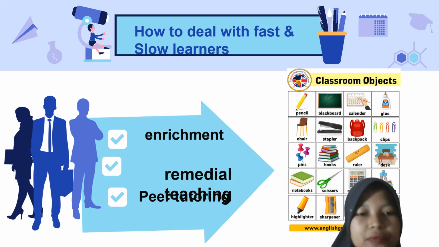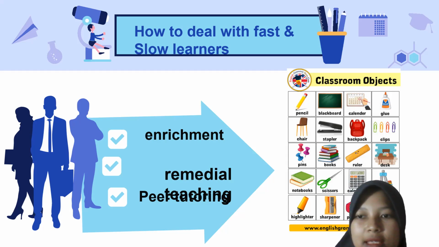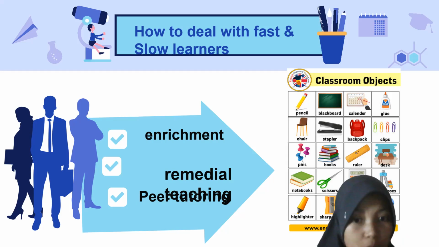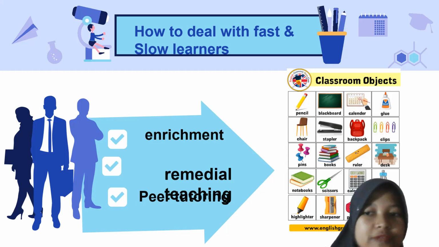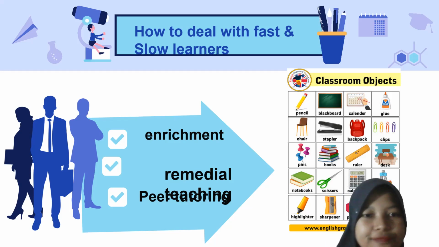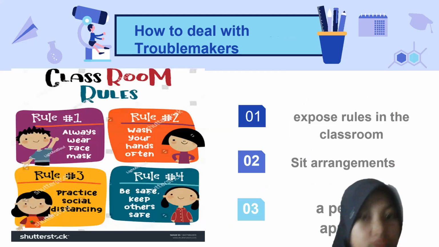pins, scissors, and etc. And the last is about peer tutoring. Peer tutoring is when fast learners teach the slow learners. Through this, fast learners can sharpen their understanding, and slow learners can better understand the material with language that is easier to understand. The next is about how to deal with troublemakers.